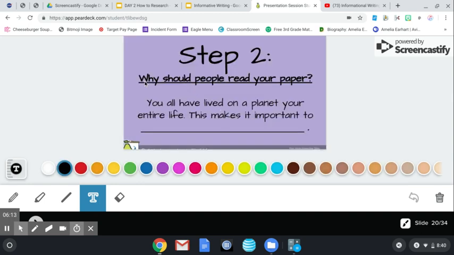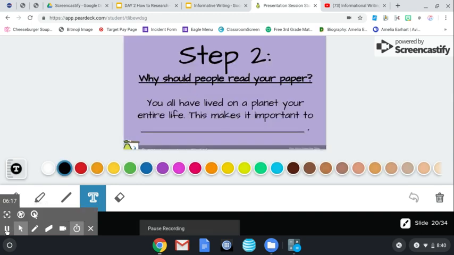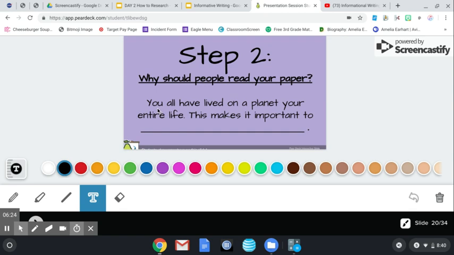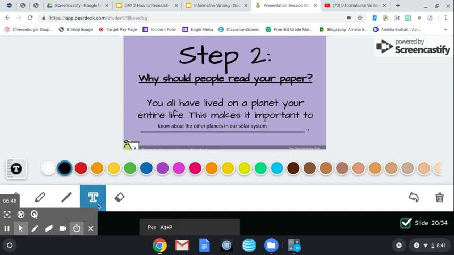Step 2, why should people read your paper? So I'm going to pause this and, well, no, I'm not going to pause this. I'm just going to type this in. You all have lived on a planet your entire life. This makes it important to what? I'm going to say probably important to know about the other planets in our solar system. Okay? Yeah, why should people read your paper? Think about that.